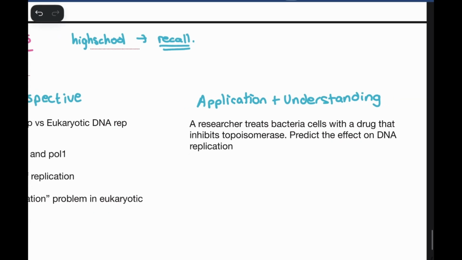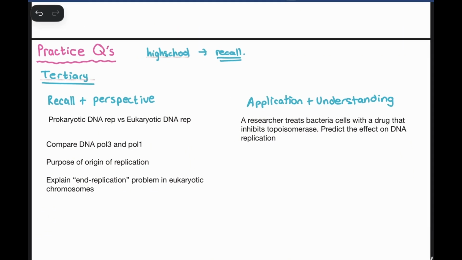Now here it tests multiple things. Do you know that bacteria are prokaryotes? So therefore, if you do know that they are prokaryotes, do you know how DNA replication works specifically in prokaryotes? Next, they expect you to know topoisomerase's role in DNA replication. Therefore, knowing these two, what happens if topoisomerase was inhibited, which means that it is not being produced? So what is happening if this enzyme is basically removed?